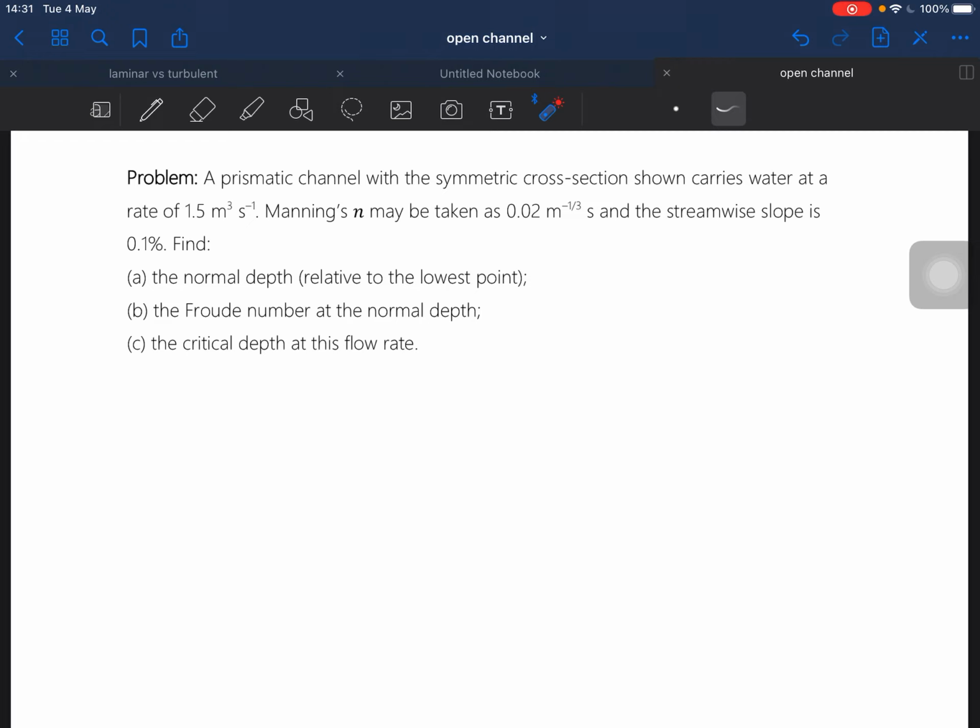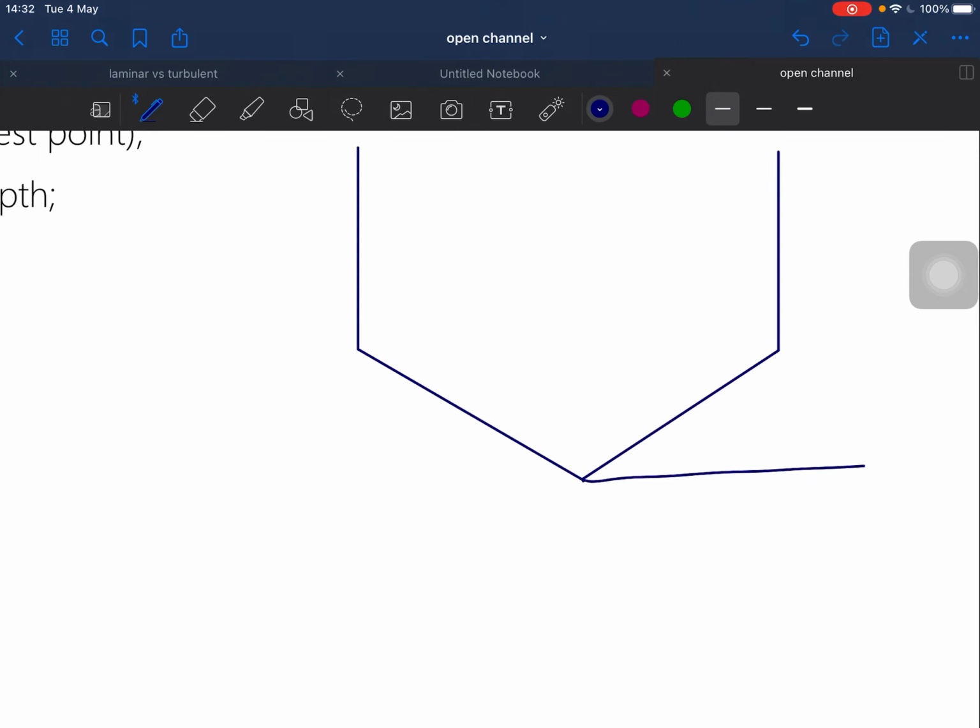I will draw this prismatic channel for you. It looks somehow like this. It's a combination of a rectangle and triangle. Basically, this would be somewhere in the center, and this angle is given in the exercise as 30 degrees. It will be better for the computation if it's given in degrees, and this is the height.